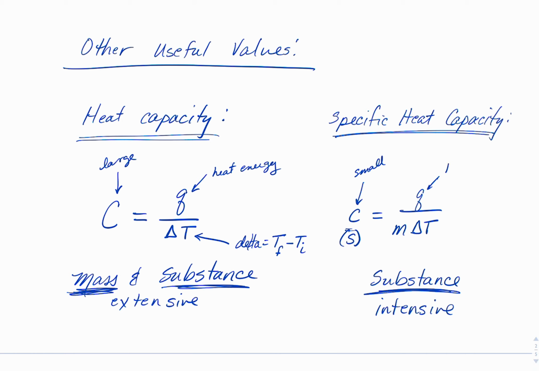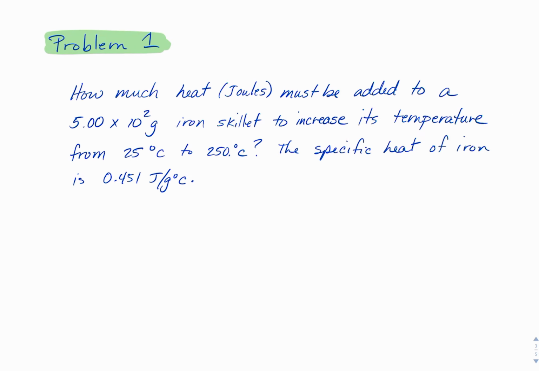Keep in mind that Q over here in the specific heat capacity equation is still heat energy. Delta T here is still T final minus T initial. The M over here is new compared to the heat capacity equation, and that's just the mass in grams of the substance. So let's try a practice problem using those equations.